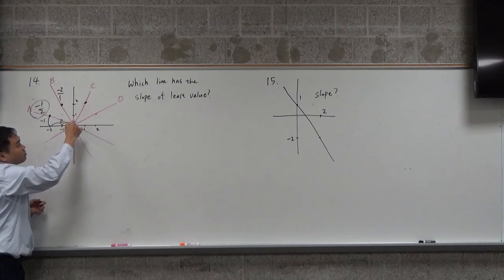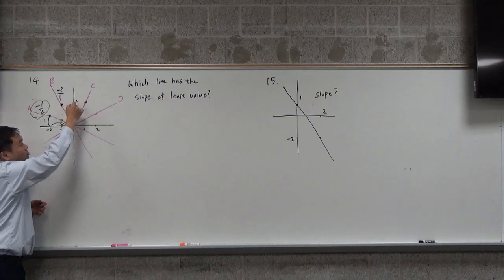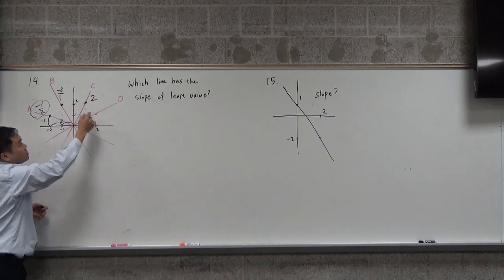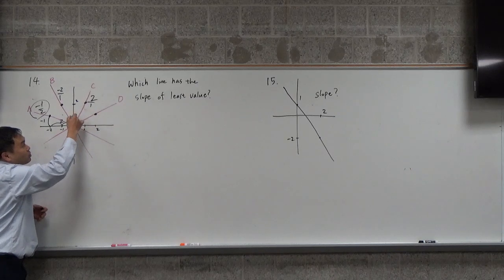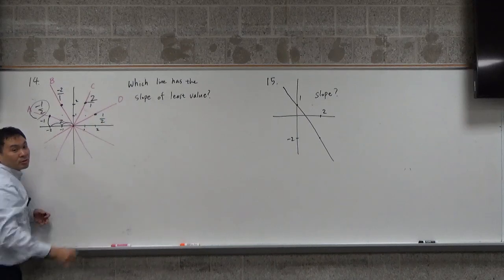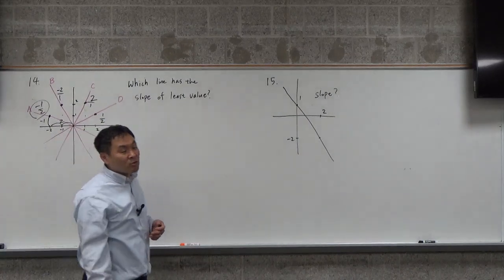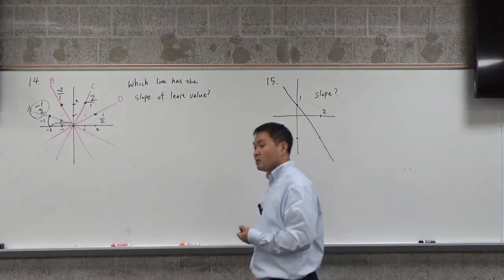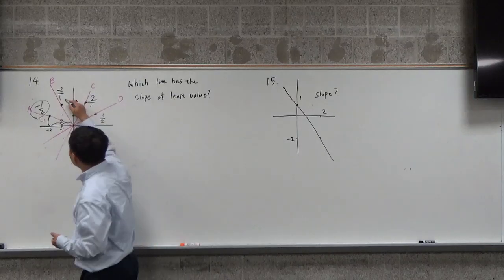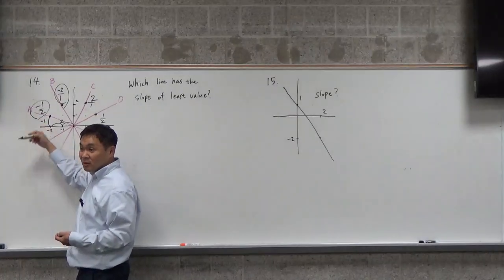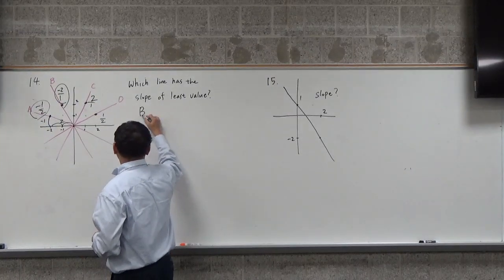How about this one? If you go from here to there, you have to go up by 2 and run by 1. 2 over 1, which is 2. And then for this one, to go from here to there, you have to go up by 1 and run by 2. So rise over run, what's that? 1 over 2. Okay, so we computed all the slopes. Among these numbers, what's the least? Negative 2. Yeah, it's B. The answer is B because negative 2 is less than negative 1/2, right? So the answer is B.